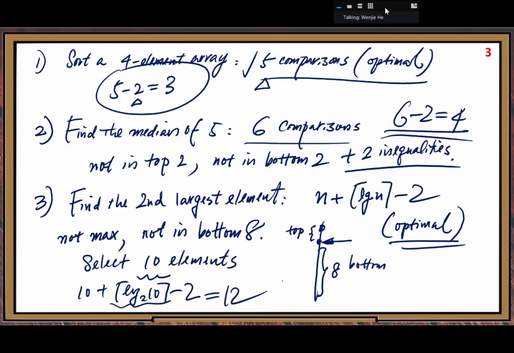Then another 2 important results, especially when you work on the challenging questions. When you work on the challenging questions, there are another 2 results we need to use. So result number 4: binary insertion.